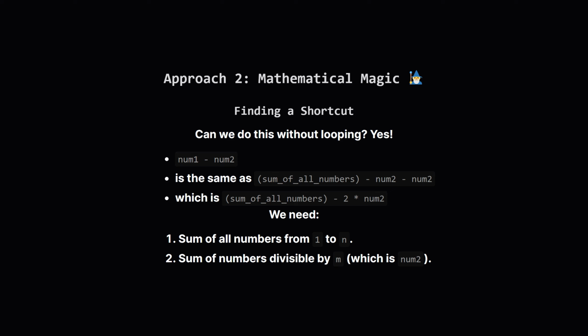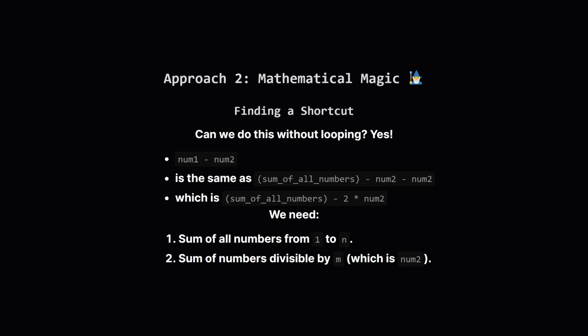Pretty good. Now let's think, is there a cleverer, perhaps more mathematical way to solve this? Instead of adding numbers one by one? Yes, there is. Remember, we want to calculate num1 minus num2. We know that num1 is just the sum of all numbers from 1 to n minus the sum of numbers that are divisible by m, which is num2. So num1 equals total sum minus num2. If we substitute this into what we want, num1 minus num2 becomes total sum minus num2, and then minus num2 again. This simplifies to total sum minus 2 times num2.